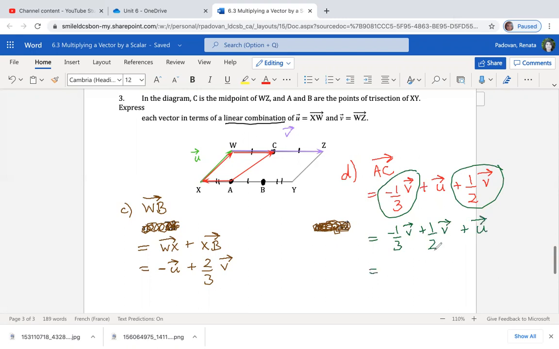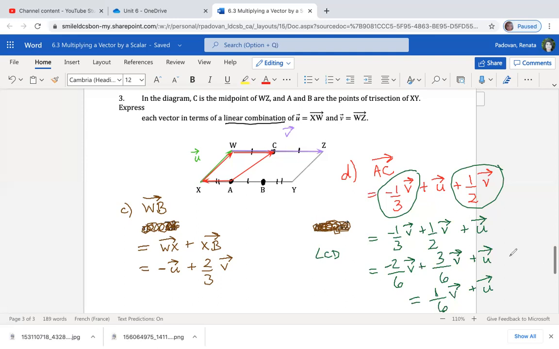So I need an LCD here. Just like always, again, relating back to grade 9, I need a denominator of 6. I'm just finishing it off, vector U, vector V, because that's not going to change. So I'm multiplying by 2, negative 2, times 3, there we go. And finally, if I have negative 2 vector V's plus 3 vector V's, that ends up with positive 1. So 1/6 of vector V plus an entire vector U. 1/6 vector V plus U.